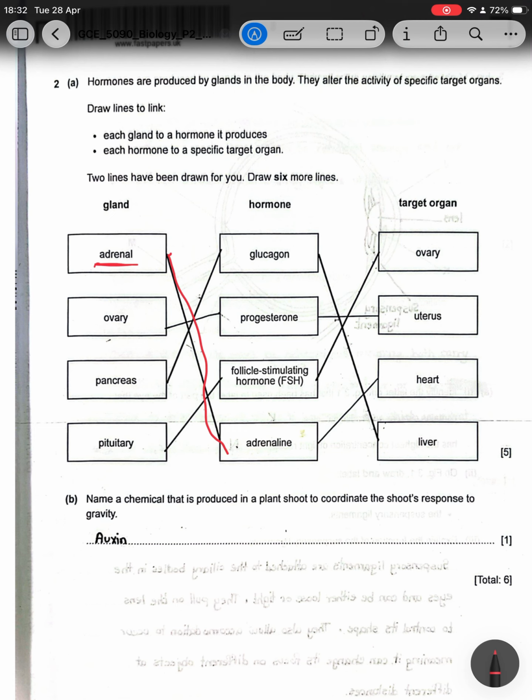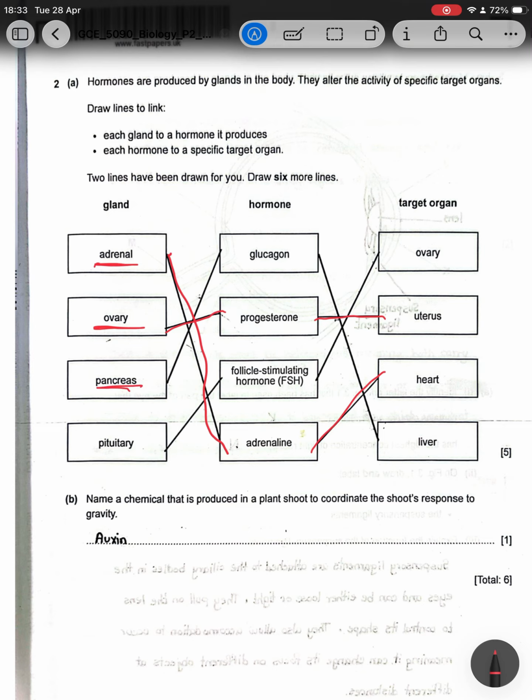So the target organ is the heart. Next we have ovary, and it produces progesterone, and the target organ is obviously uterus because its function is to create a uterus lining and keep it thick. And when menstruation starts, this hormone level drops.